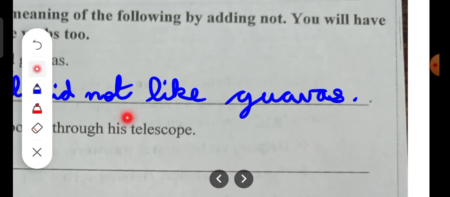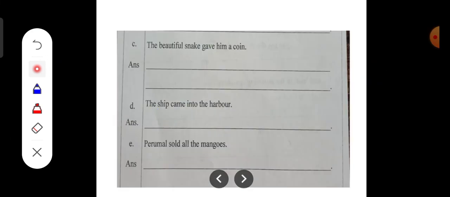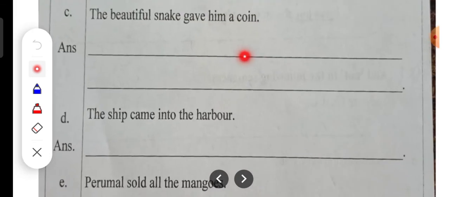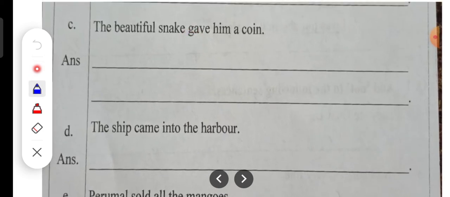Okay, now like this you have to change all. Now the second one says the captain looked through his telescope. So it will become the captain did not look through his telescope, full stop. Then let us see the next question. The beautiful snake gave him a coin. Gave is what? Past tense of give, isn't it? So we will underline this and write past tense of gave is give. The beautiful snake did not give him a coin.